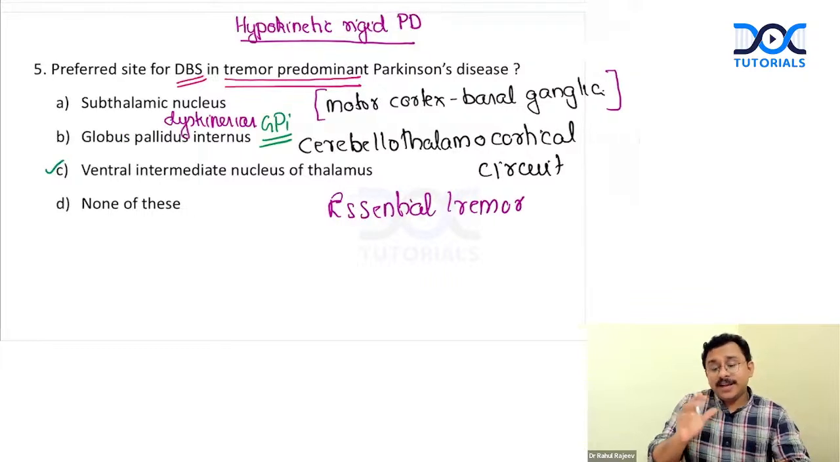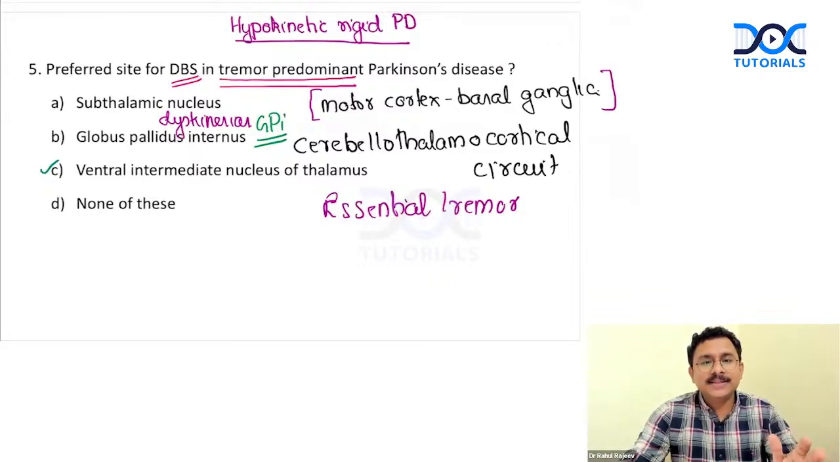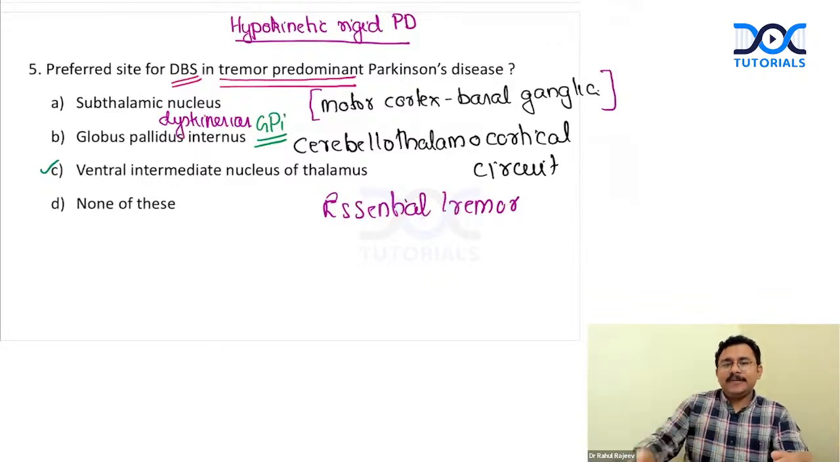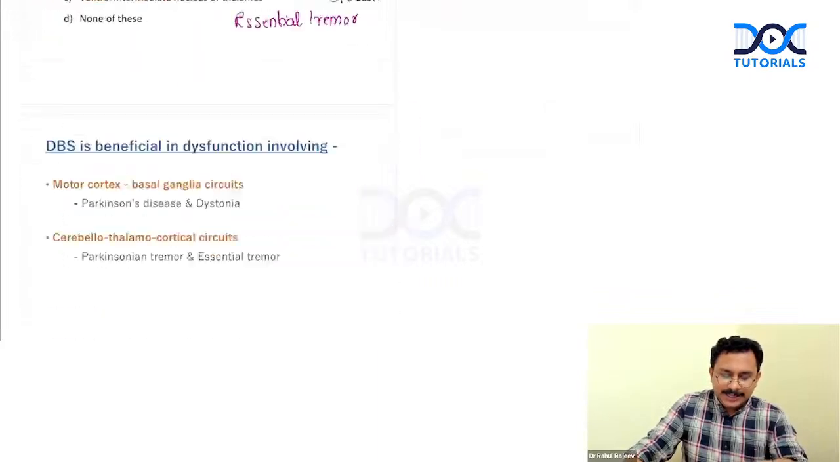And suppose they're asking another question, which of the following sites can be used for stimulation for DBS in Parkinson's disease, then the answer should be all of the above, because all can be used. Okay, but again in different settings. Subthalamic nucleus mainly for the hypokinetic rigid PD, GPI mainly for the PD with dyskinesias, the ventral intermediate nucleus mainly for the one with tremor predominant. Okay, so that is again clear.